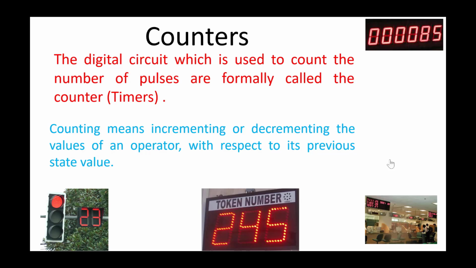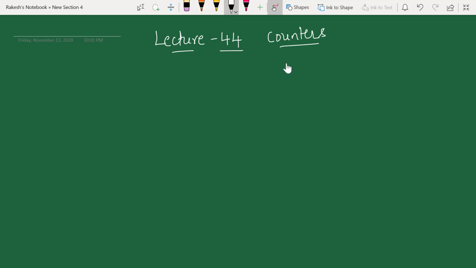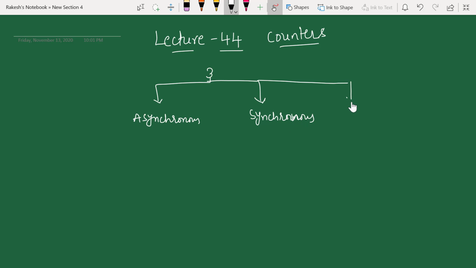Now we'll see the designing part, how we are going to design the incrementing counting and decrementing counting in a moment. Now let us start with the counter classification. Your counters are mainly classified into three categories. The first one is asynchronous counters. And there will be synchronous counters. And the third one is shift register counters. You are going to have counters based on shift registers also.